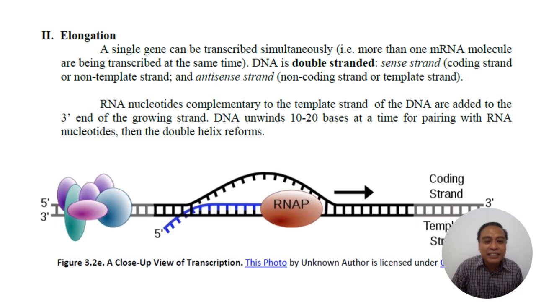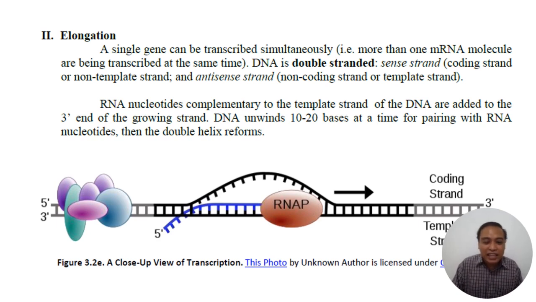So in this case, in the DNA double strand, there will be what we call a sense strand, and the sense strand will also be called the coding strand or the non-template strand. This is the strand that will not be used for production of the mRNA. So that's why it's called a non-template strand. It is called the sense strand or coding strand. While on the other hand, the antisense strand, which would be the one that is being used, is non-coding and also called the template strand.